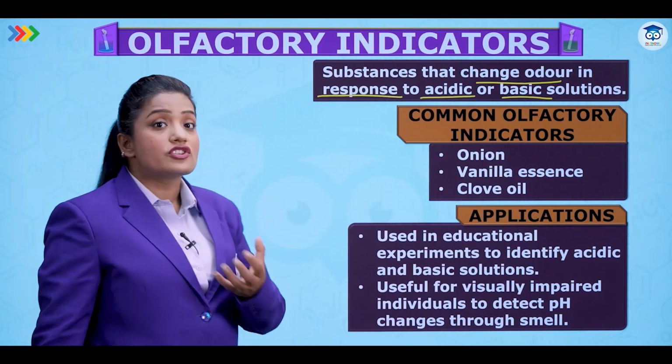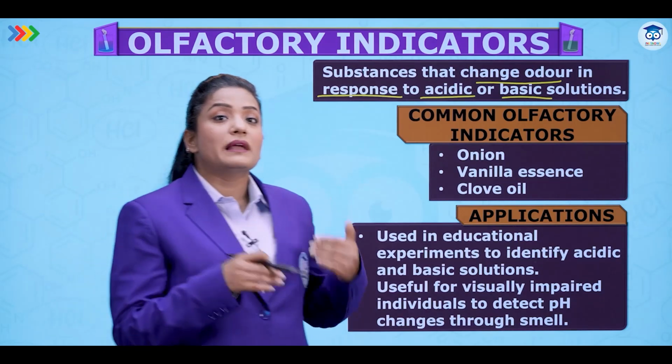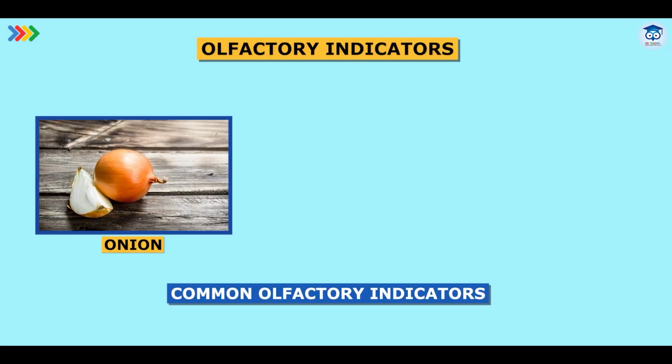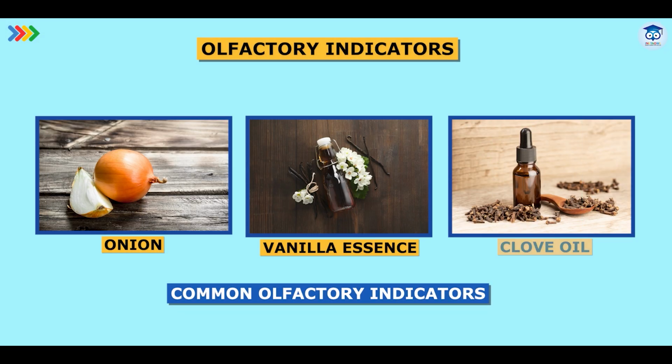So there will be a change in smell. Either there was a smell initially and now there is no smell, or vice versa. Some examples are onion, vanilla essence and clove oil. What we can see over here is that these olfactory indicators are used in educational experiments to identify acidic and basic solutions.